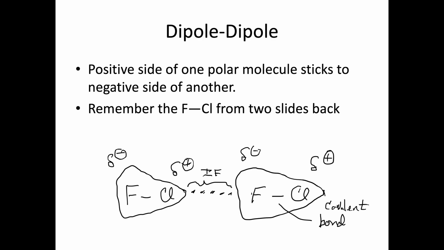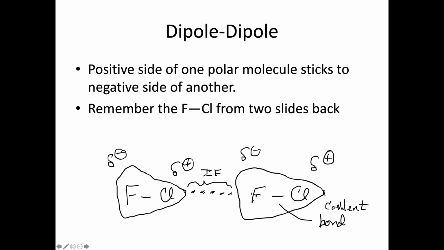All right, so dipole-dipole. The word dipole means two poles, so that means there's a positive and a negative side. So a dipole is a polar molecule. And the bottom line is something we talked about very early: positive sticks to negative. So if you look below here, here's your fluorine monochloride. The fluorine is the negative side of the molecule, the chlorine is the positive side.